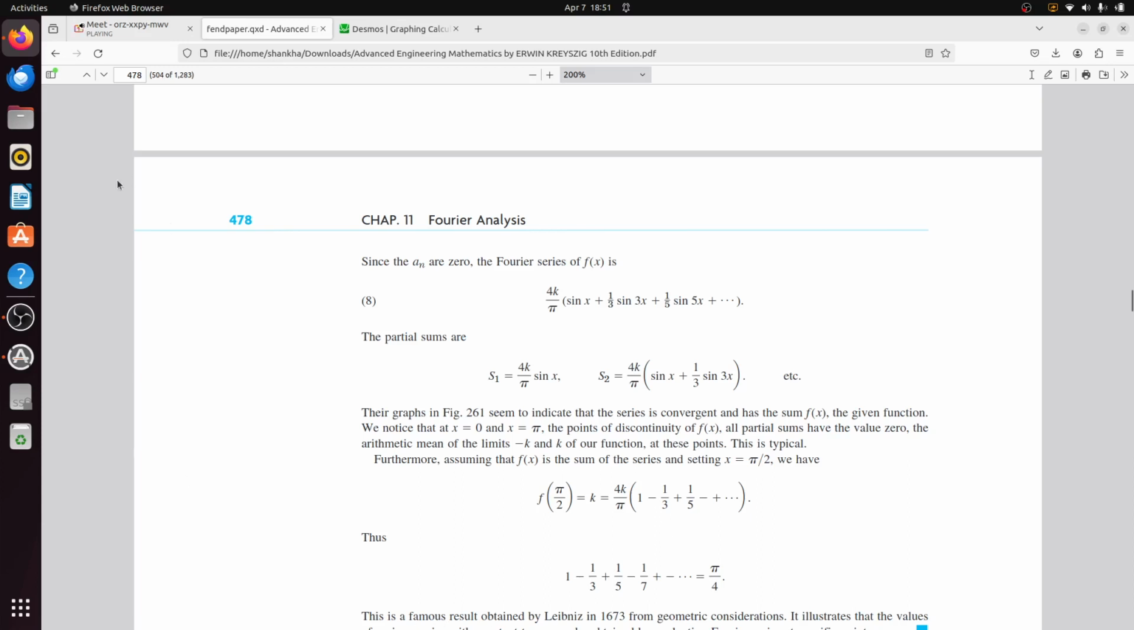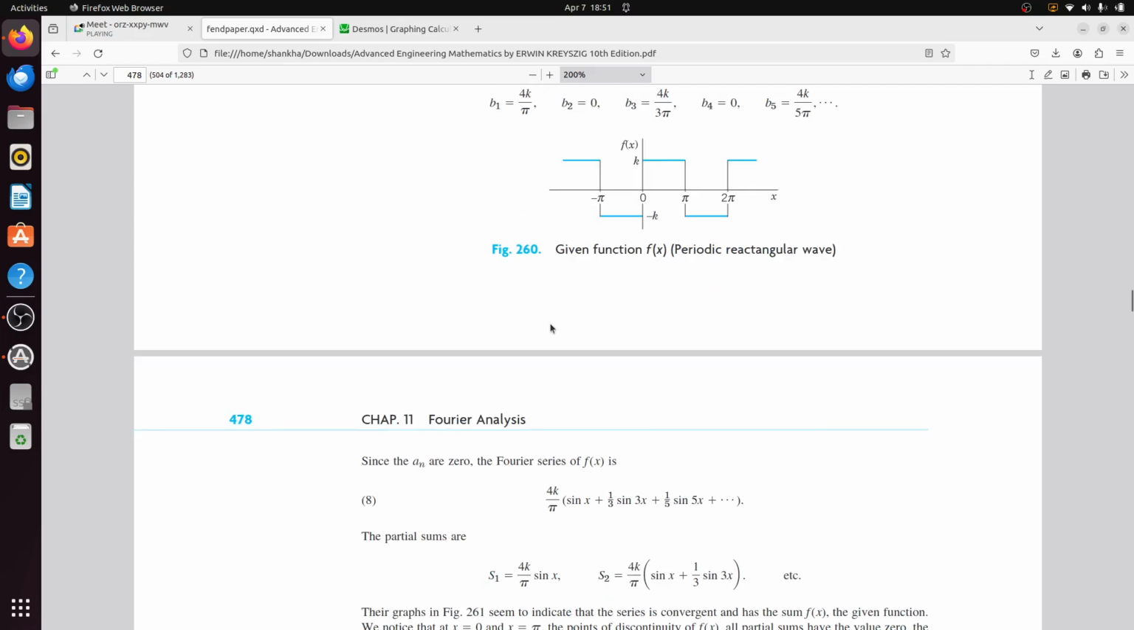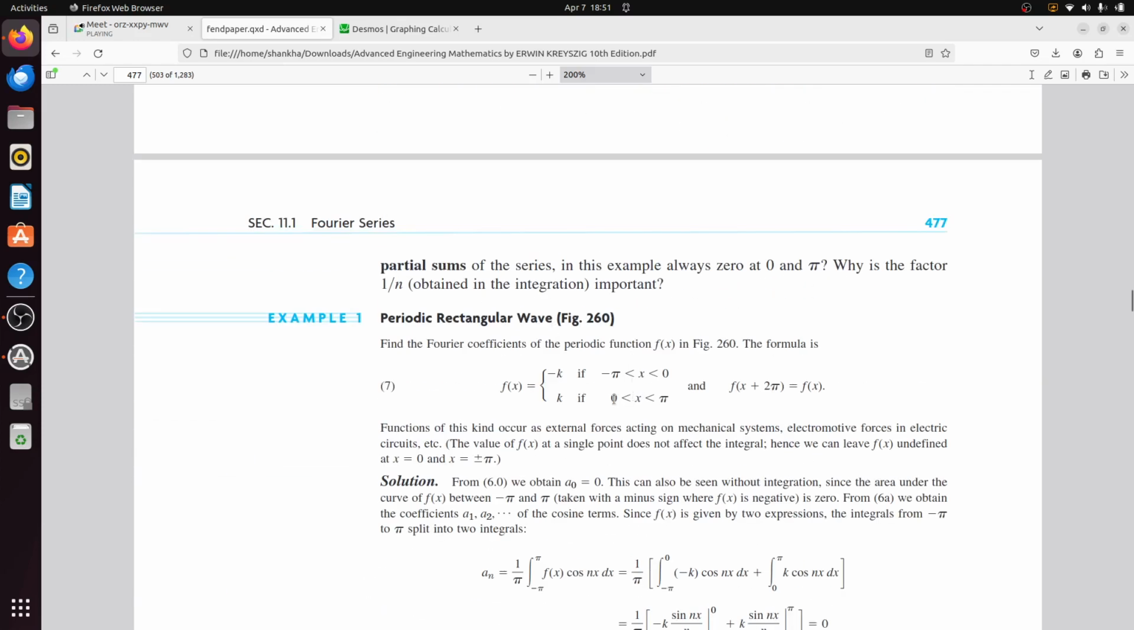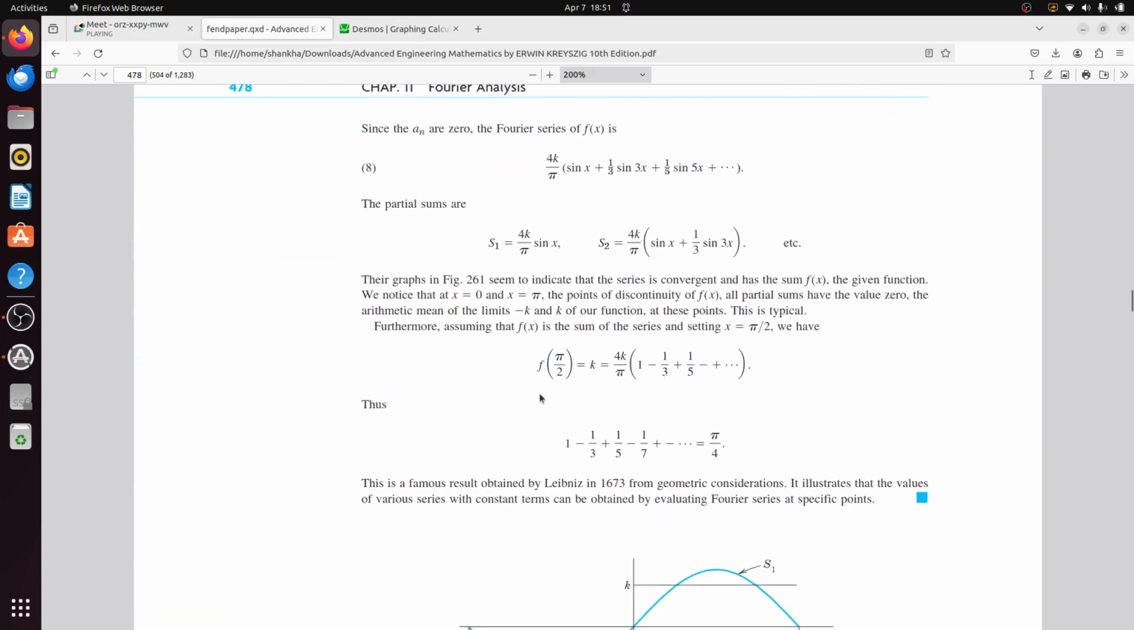Now you can also use another thing: if you put x equal to pi by 2, then f of pi by 2 is equal to k. Why is f of pi by 2 equal to k? Because from the definition, if x belongs to 0 to pi, then f of x is equal to k. So pi by 2 belongs to 0 to pi, so f of pi by 2 equals k, and from here on you get 4k by pi into 1 minus 1 by 3 plus 1 by 5 minus and so on.